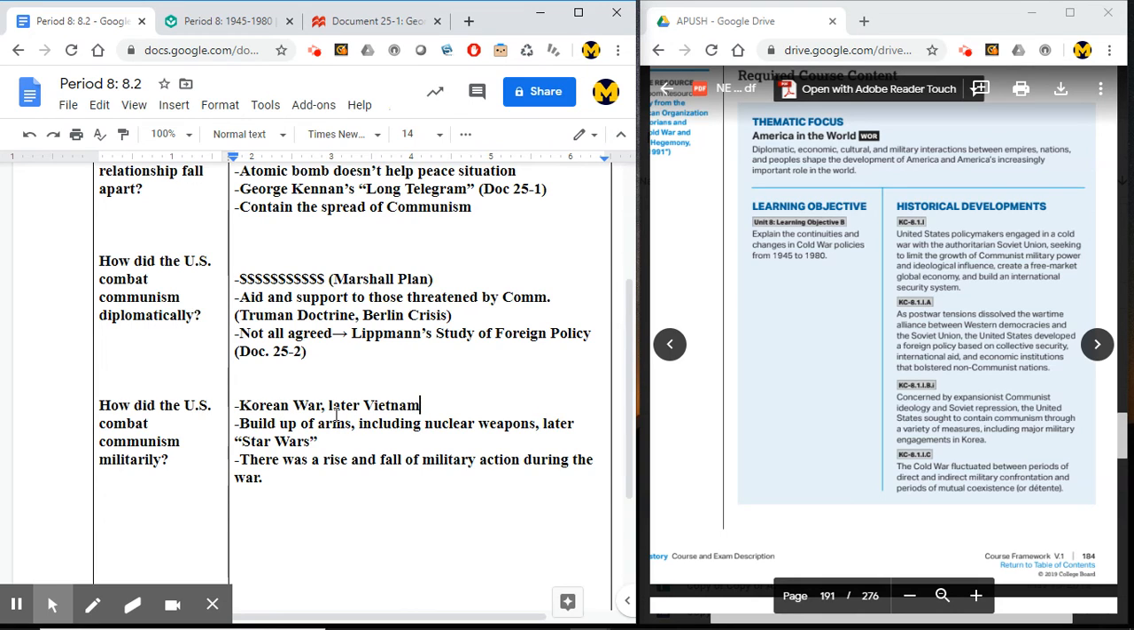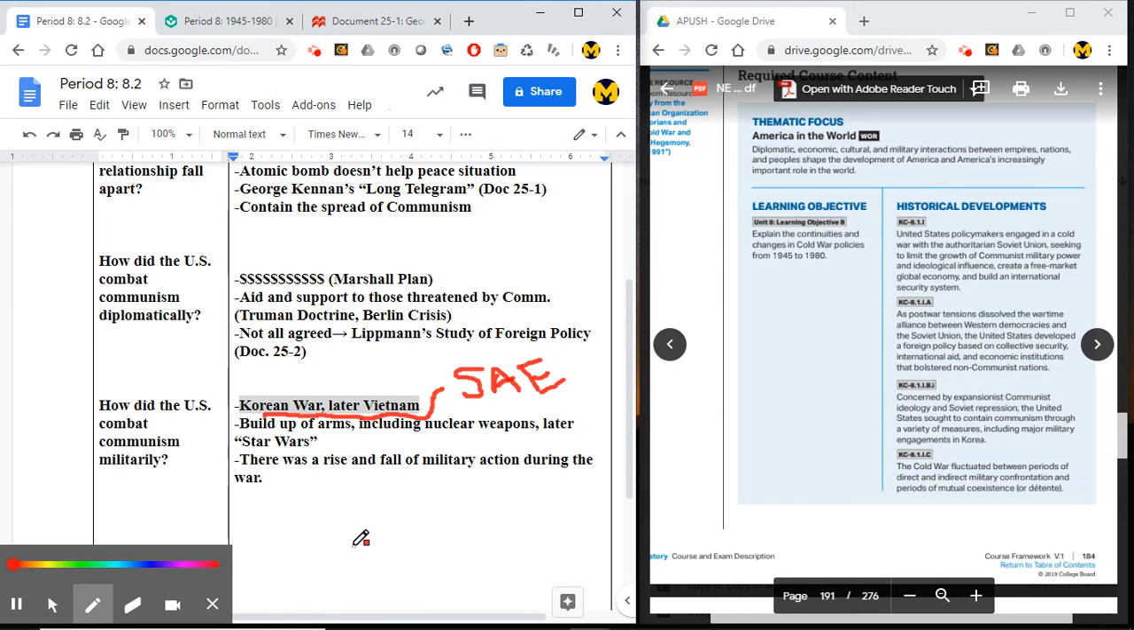Later on, we see Vietnam. There was a short answer essay. I'll circle that, underline it, and write SAE. It's almost as bad as my handwriting on the board. Okay, there was a short answer essay a few years ago that asked students to compare the Korean War to the Vietnam War, similarities, differences, that sort of thing. So we'll talk about Vietnam later, but those are both examples of the U.S. getting involved militarily in the fight against communism.